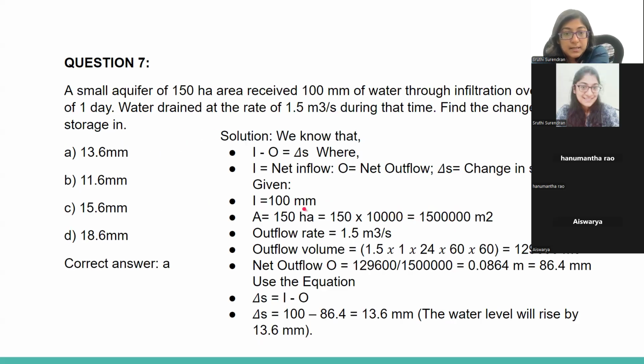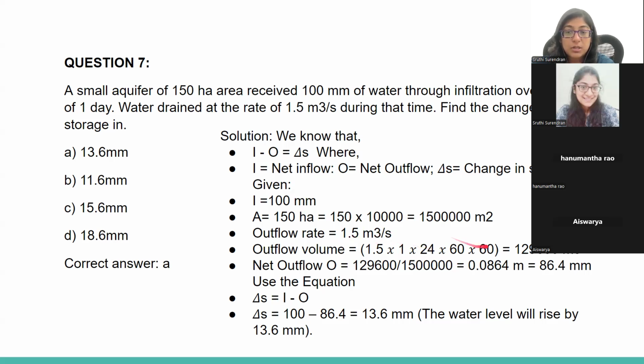When you multiply this and this, you get the inflow rate. Outflow rate is 1.5, or you can do it anyways. You can multiply this and divide it by, convert the days into seconds and do it, or else you can just find the volume. Here the outflow rate is 1.5 meter cube per second.